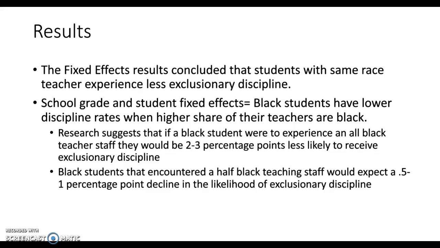Results. The fixed effects results concluded that students with a same-race teacher experienced less exclusionary discipline. School, grade, and student fixed effects were utilized to help support that Black students have lower discipline rates when a higher share of their teachers are Black. This research suggests that if a Black student were to experience an all-Black teaching staff, they would be 2 to 3 percentage points less likely to receive exclusionary discipline. But we know this is very unlikely. On the other hand, Black students that encountered a half-Black teaching staff would expect a 0.5 to 1 percentage point decline in the likelihood of exclusionary discipline.